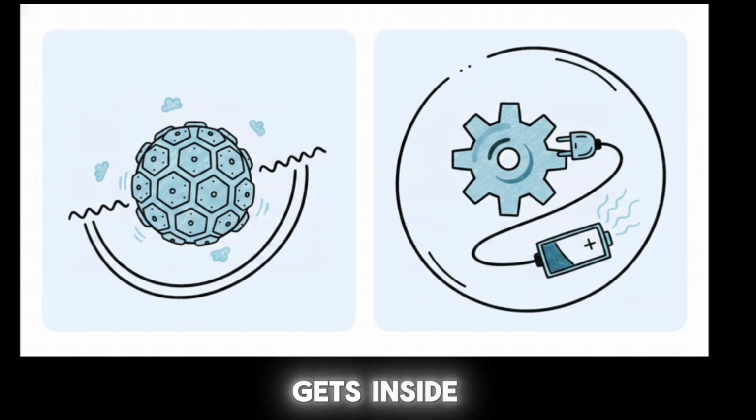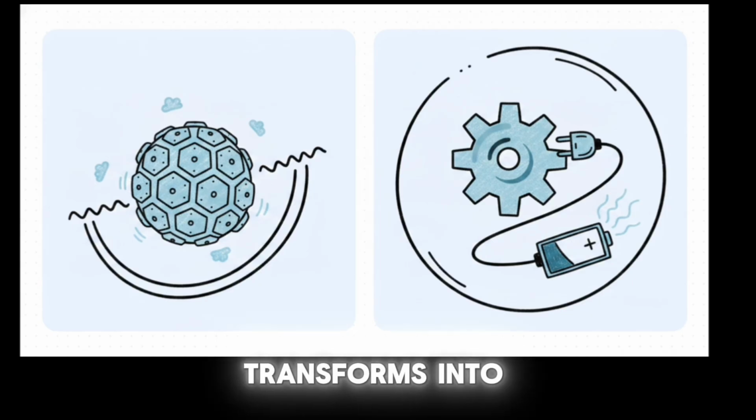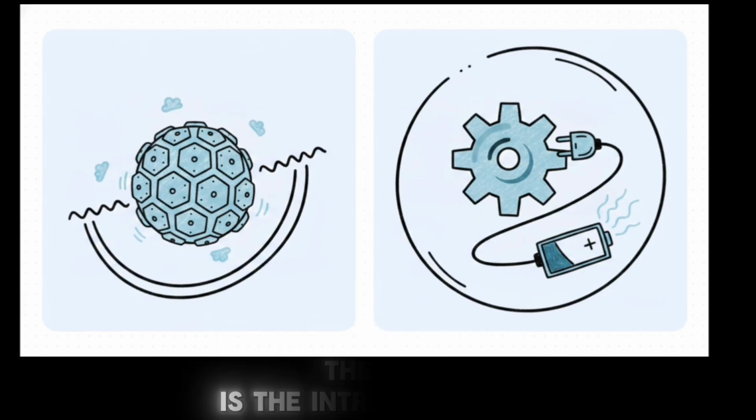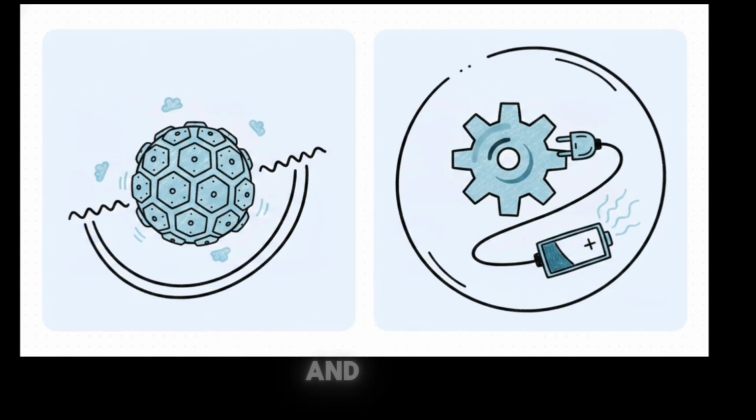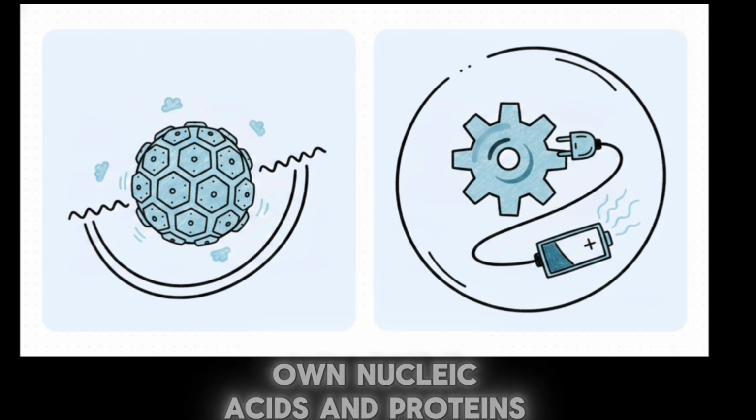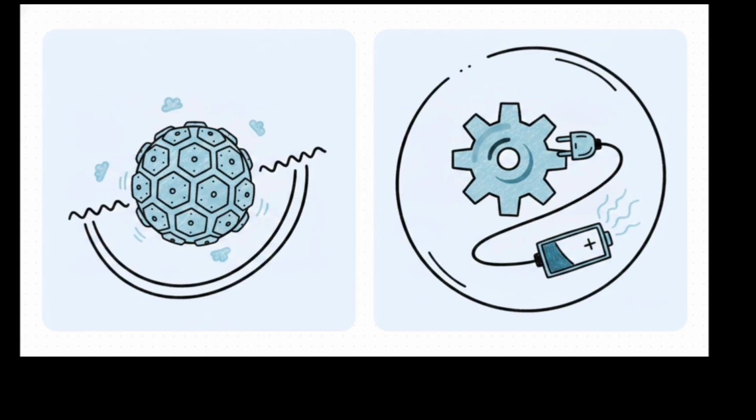But once it gets inside, it sheds that armor and transforms into the reticulate body, or RB. The RB is the intracellular replicative form. And here is the craziest detail. The RB can make its own nucleic acids and proteins, but it cannot produce its own ATP. It is literally an energy parasite. It flat out steals the host cell's ATP to fuel its own reproduction.